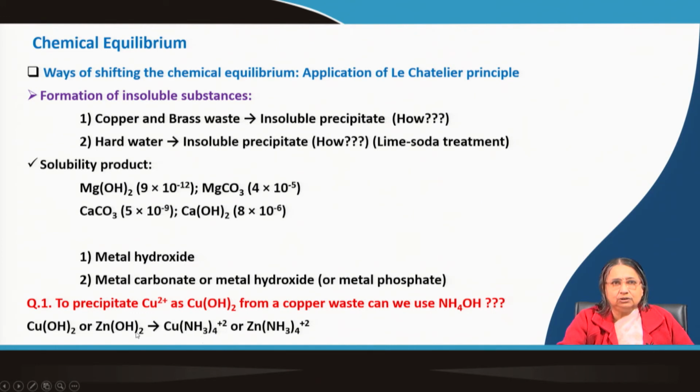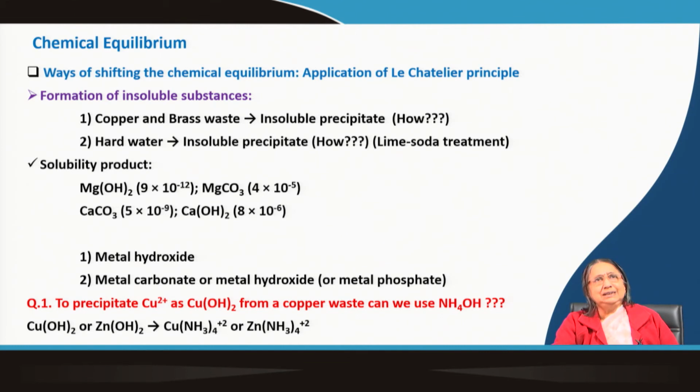Same way zinc also, zinc hydroxide will not be produced, but instead it will form the zinc amine complex, Zn(NH3)4 2+ complex. Okay? And these two are soluble. So, it will not be precipitated. Okay? So, this is a very nice example.